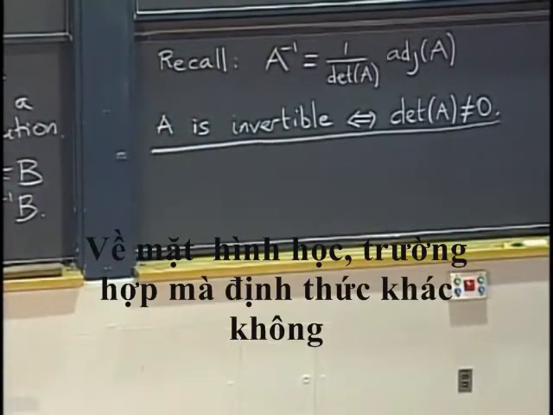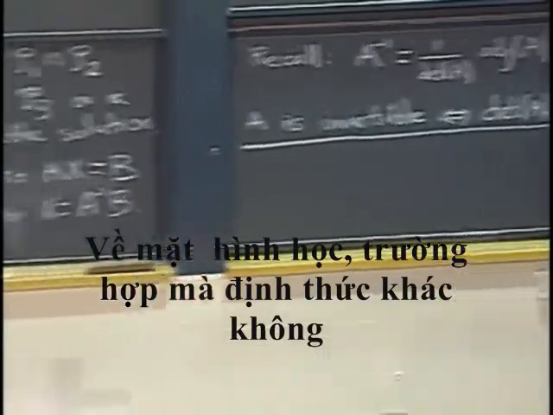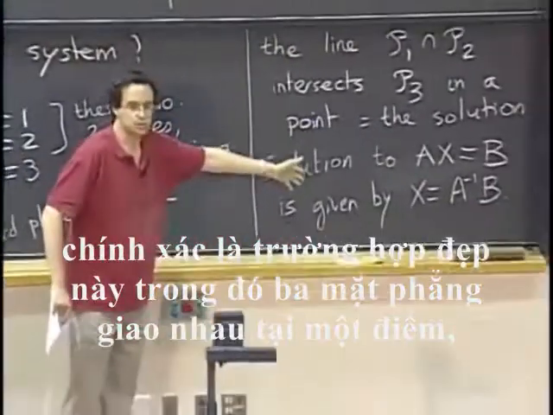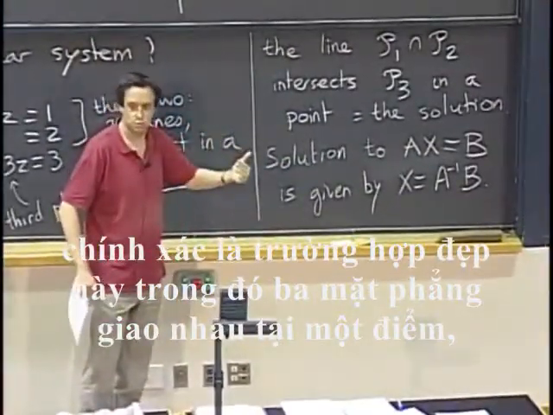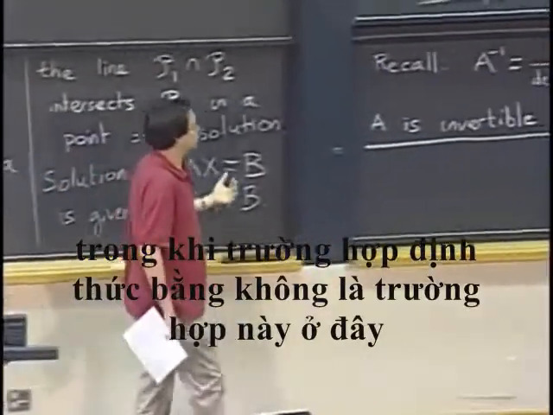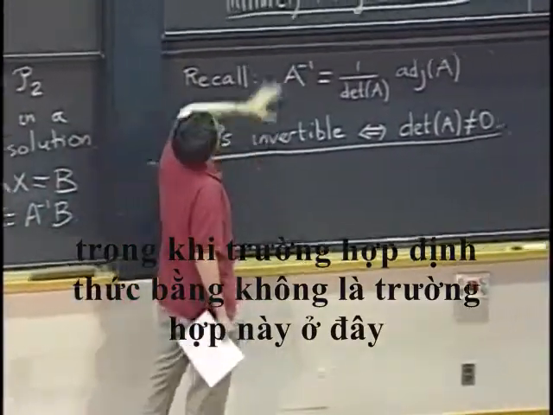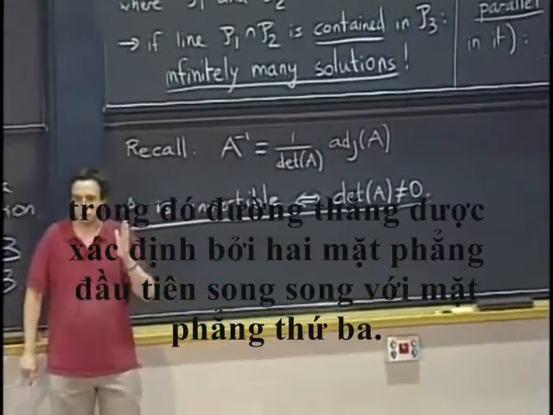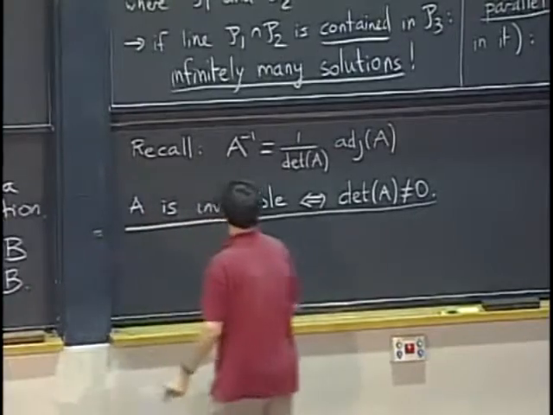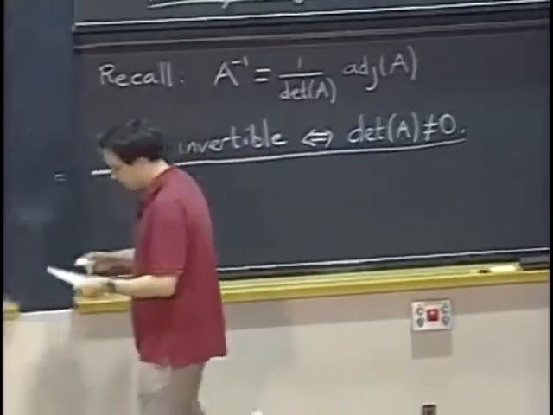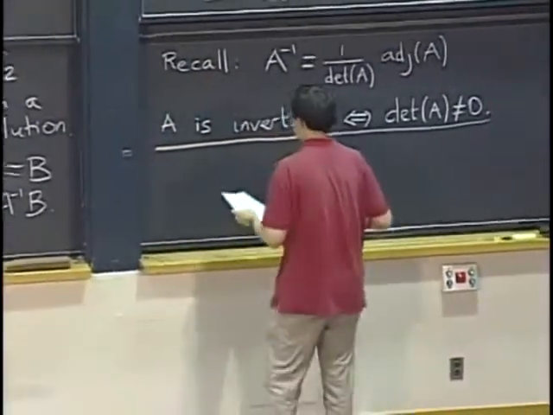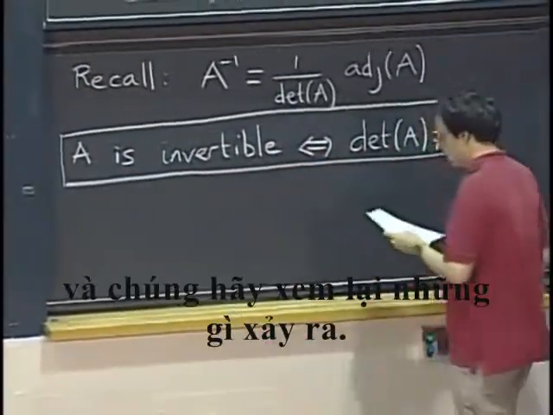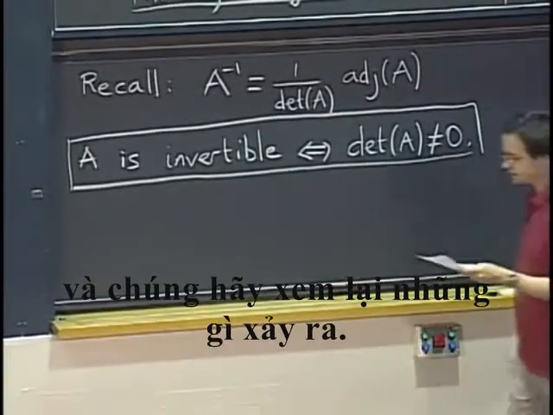And geometrically, precisely the situation where the determinant is not 0 is this nice, usual situation where the three planes intersect in a point. While the situation where the determinant is 0 is this situation here, where the line determined by the first two planes is parallel to the third plane. Okay? Let me emphasize this again, and let's see again what happens.